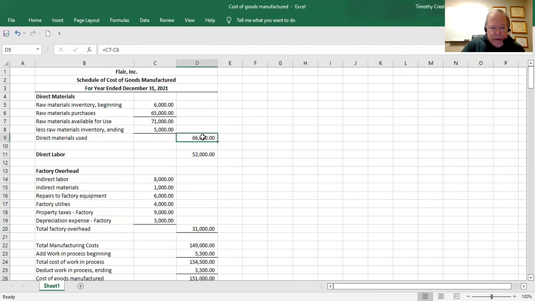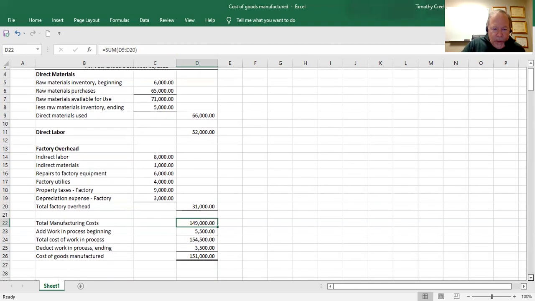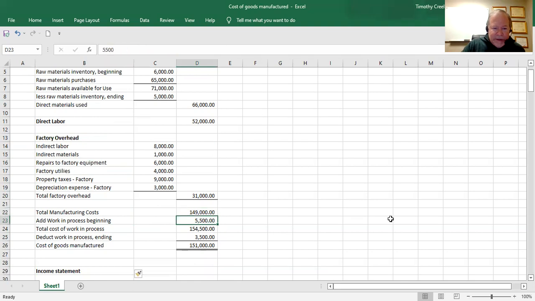You add up the direct materials used, the direct labor cost incurred, and the total factory overhead cost incurred, and you come up with your total manufacturing cost. Now, we would add that to beginning work in process in order to get the total cost of work in process. We would back out what's still left in work in process, which hasn't been completed, and we would come down to cost of goods manufactured.